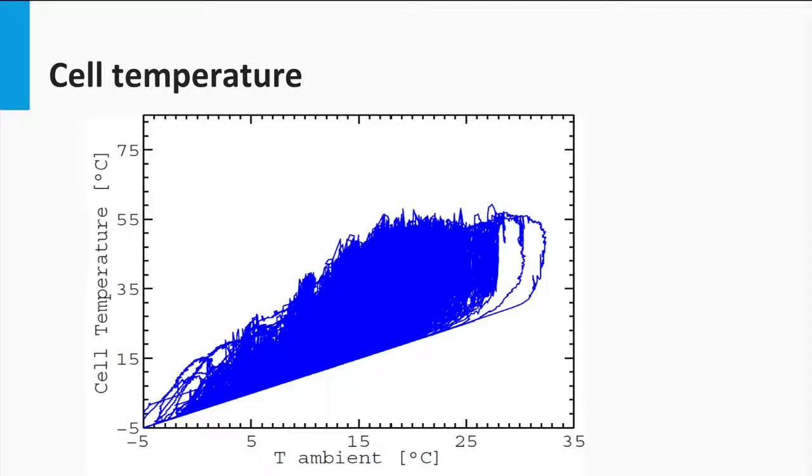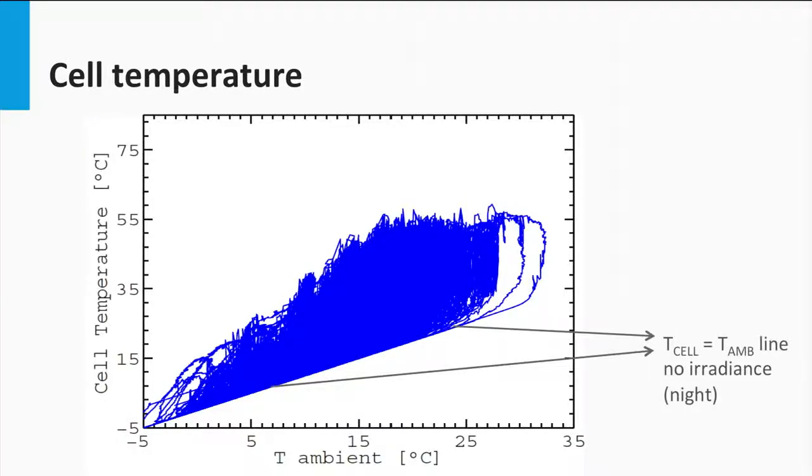This can be seen in the graph shown, which has been made using the actual ambient temperature and irradiance data as seen in the Netherlands in the year 2012. The corresponding cell temperatures have been calculated using the NOCT model. This graph outlines the main inferences from the NOCT model. The line indicates the cell temperature equals ambient temperature line. There are no data values below this line as there are no negative irradiance values. This means that the cell temperature can never go below the ambient temperature.